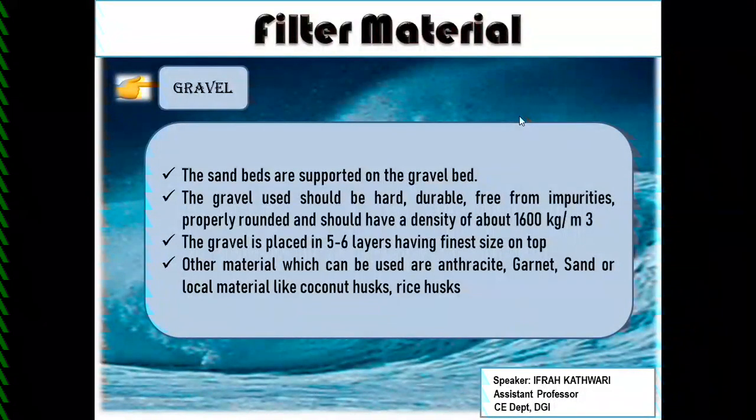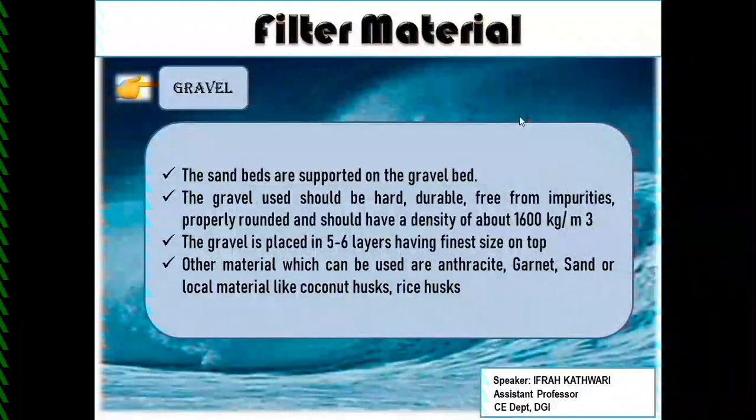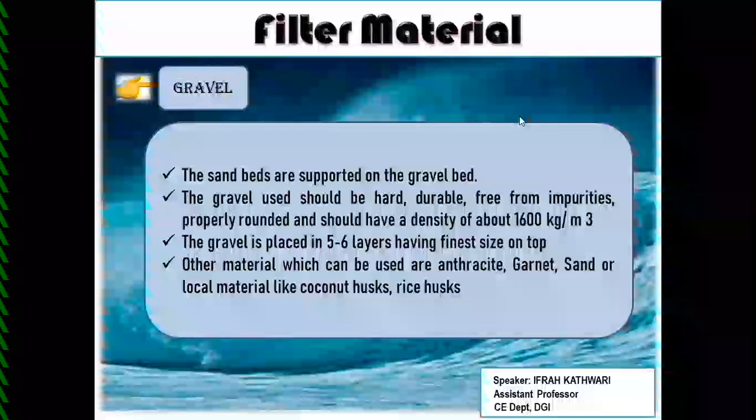The density of this should be 1600 kg per meter cube. And yes, the gravel is placed in 5 to 6 layers, and the finest size of gravel is kept on the top. So, 5 to 6 layers, with the finer being on the top.